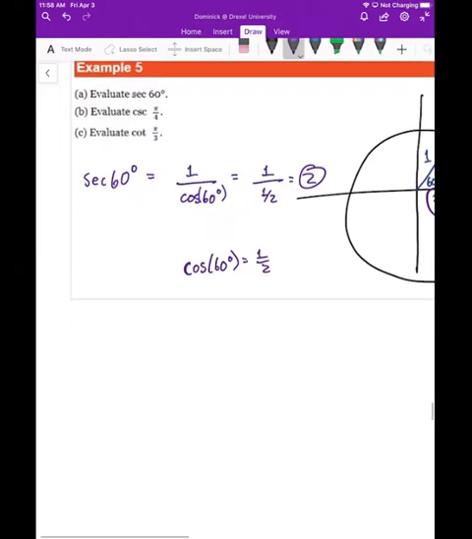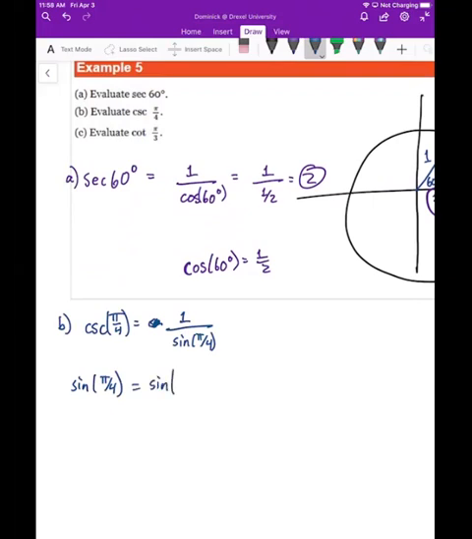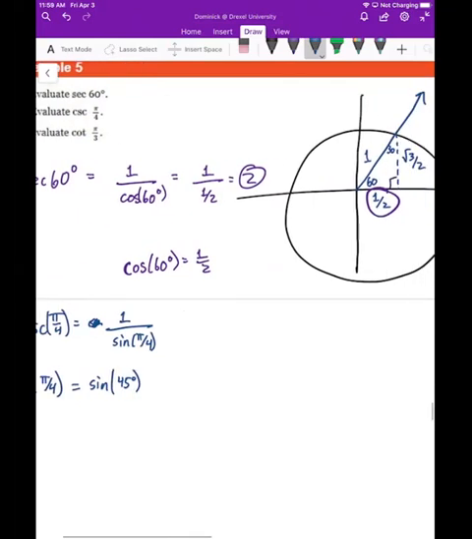Okay, so that was part A. In part B, let's do the cosecant of pi over 4. Now, if I want cosecant of pi over 4, that is 1 over sine of pi over 4. So we need to find sine of pi over 4. Well, you can check that, if you're still not comfortable with radians, pi over 4 is just 45 degrees. And if you were to draw a 45-degree angle here, you're going to get a 45, 45, 90 triangle.